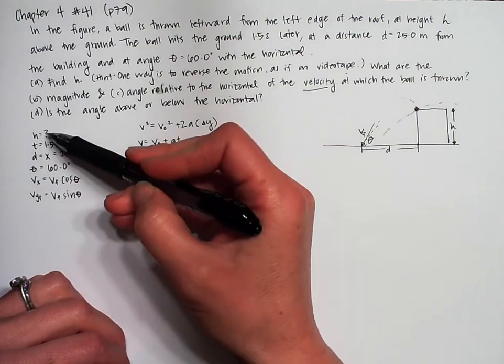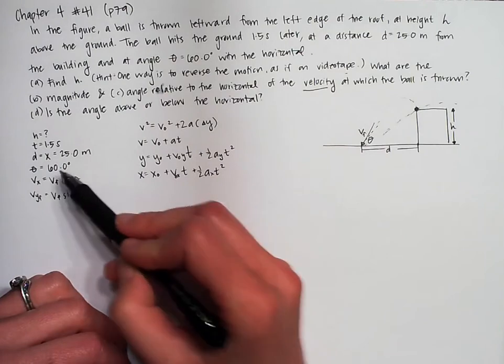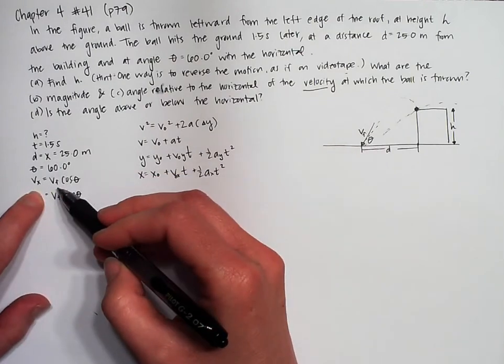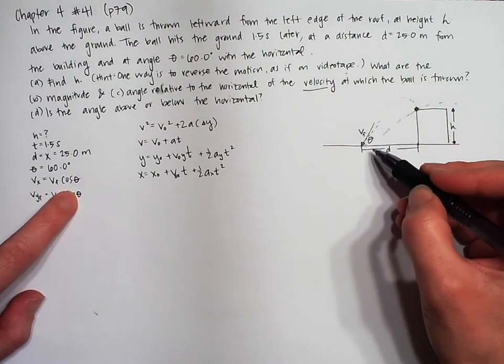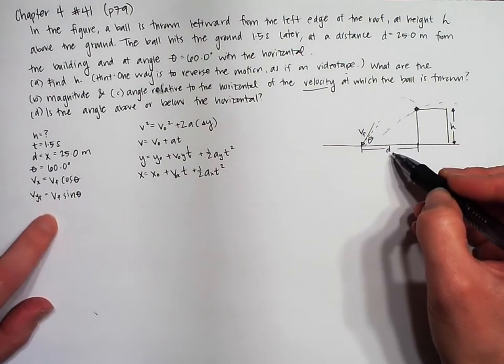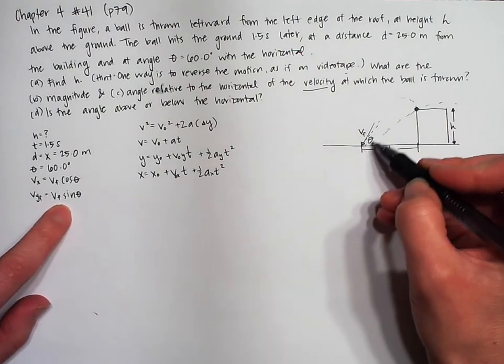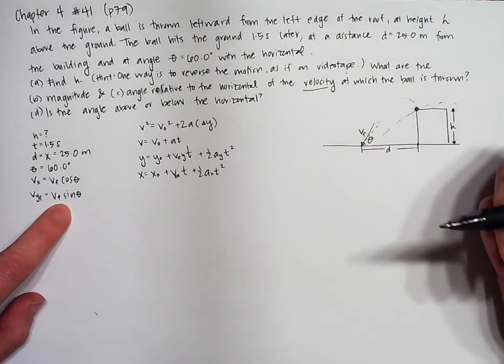So I've written out everything we know. We want to know the height. We know our time. We know our x distance. We know our final theta right there. And we know that our velocity in the x direction is v final cosine theta, and that's going to be a constant x velocity the whole time. And our y final velocity is v final sine theta, and that's going to be going in the negative direction, so we'll account for that when needed.